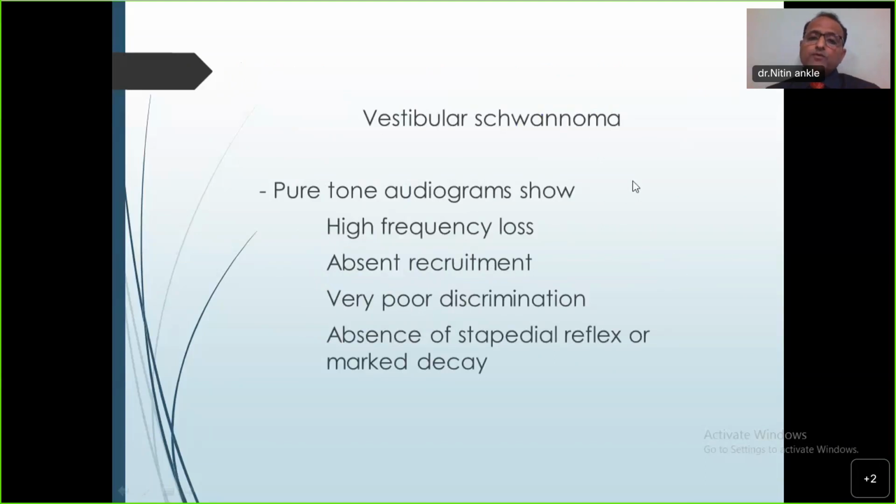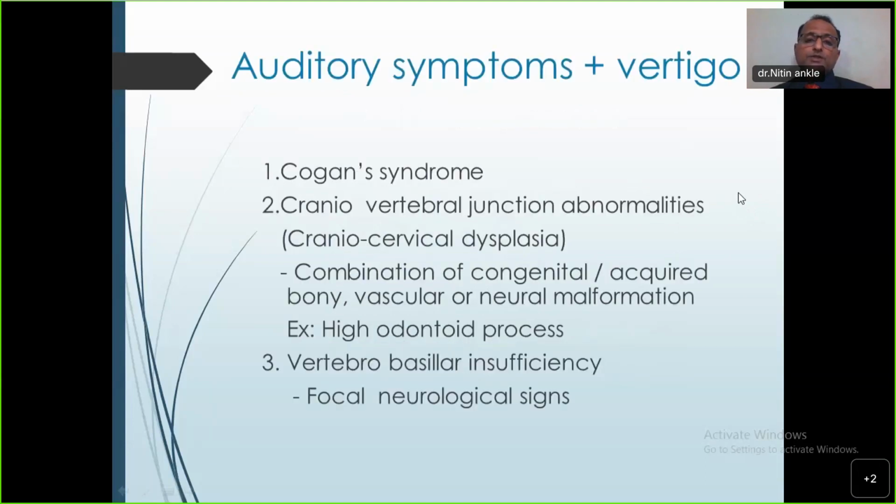The pure tone audiogram in vestibular schwannoma typically shows high frequency loss. This is again in contrast to Meniere's disease, where there is a low frequency hearing loss. There will be absent recruitment and very poor discrimination. All these are the differentiating points from Meniere's disease, and there will be absence of stapedial reflex or marked tone decay.